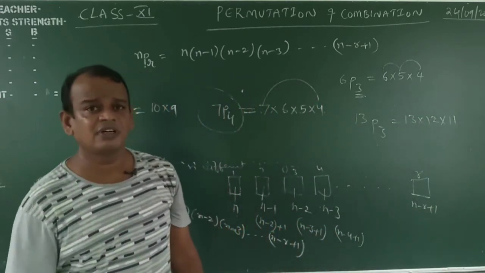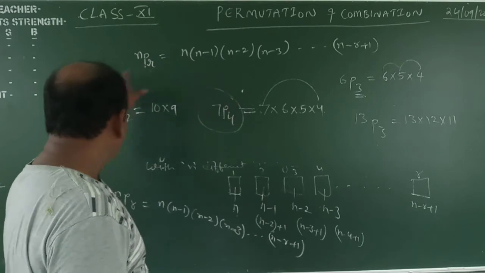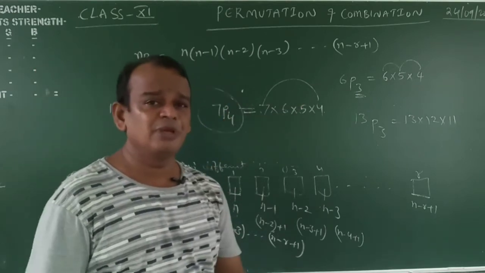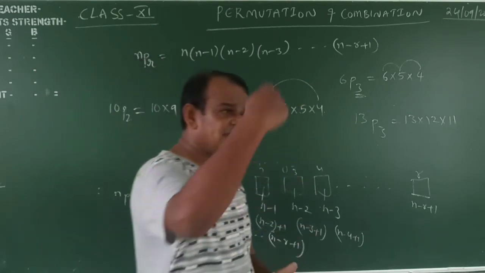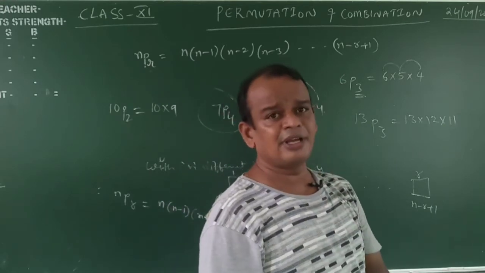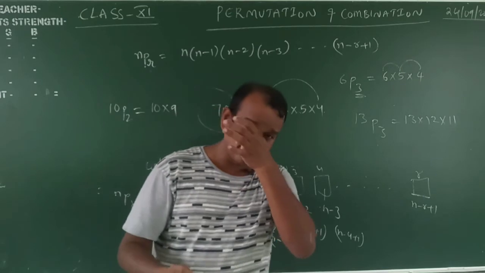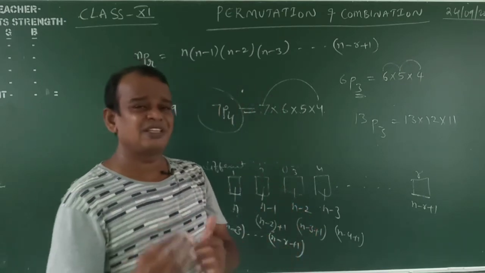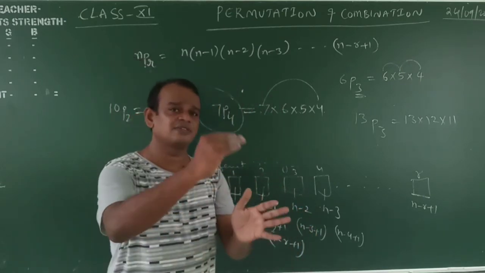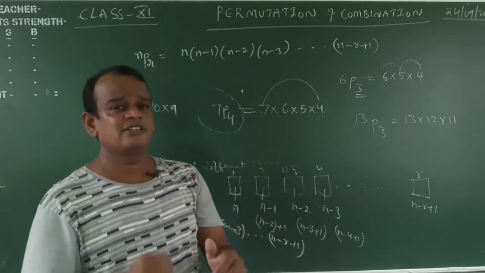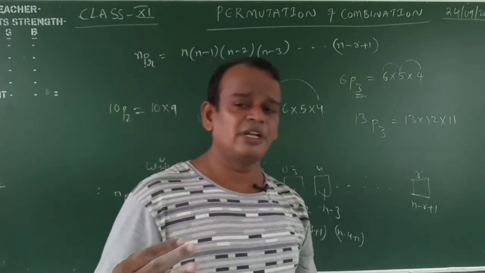In this way we will complete the work. In this way we will find the values. What is the meaning of nPr? The number of permutations of n different things taken r at a time is called nPr. What is the meaning of filling up r blanks with n different things? What is the meaning of 6P3? 6P3 has 3 factors starting with 6, 5, 4. nPr contains r factors: n into n minus 1 and so on, up to n minus r plus 1.